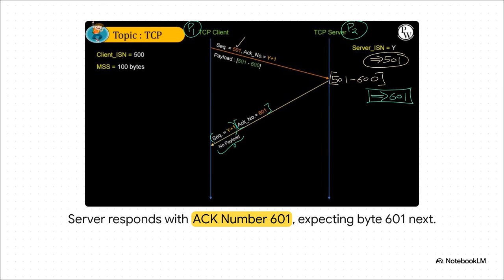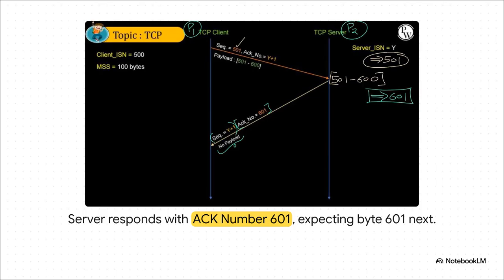And this illustrates how the receiver responds to all of this. The TCP server receives that first payload of bytes 501 to 600. It processes them, and then it sends back an acknowledgement segment. This segment has no payload, but it does have an ACK number of 601. This ACK 601 is proof. It proves it successfully received everything up to byte 600, and it is explicitly telling the client, hey, I'm now expecting byte 601.